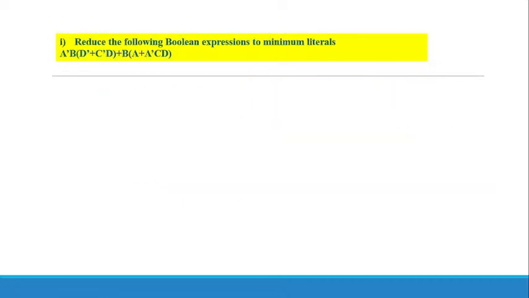Next, reduce the following Boolean expression. You just have to reduce the expression, which is very simple, but you have to remember all your postulates. So here, I'll just give the steps because this is very simple. A bar B D. You have to multiply it. Bring this A bar B inside. So you have to multiply A bar B D bar plus A bar B C bar D. Likewise, you will multiply and bring it inside.